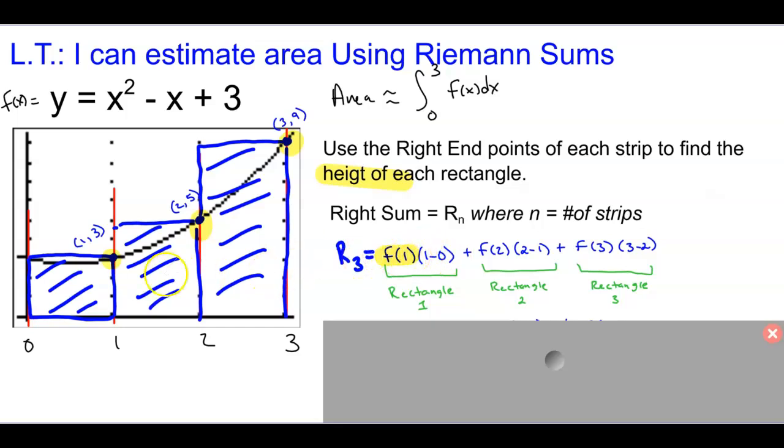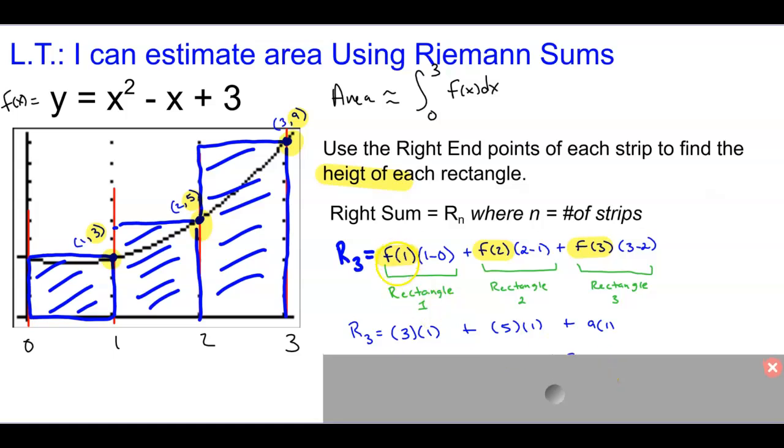And the height is f of 1, which we saw was 3, times the width. Notice the width is the difference between your points. Well, 1 minus 0. And then do the same thing for the second rectangle. Its height is f of 2, which is 5, and then the width is 2 minus 1, or a length of 1. And rectangle 3 has the height f of 3, which is 9, times the width, 3 minus 2, which is 1.